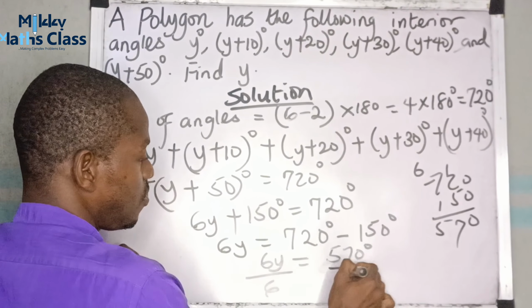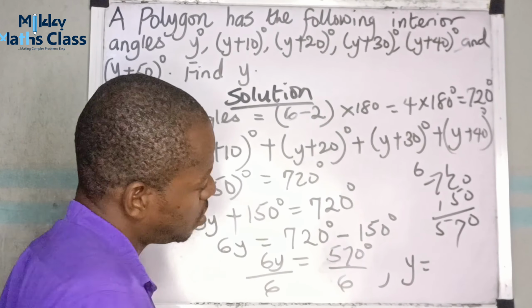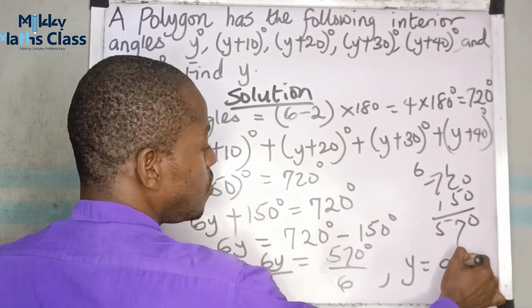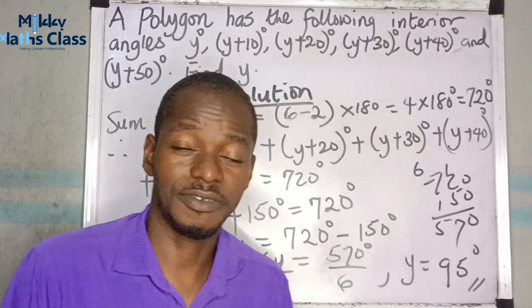Divide both sides by 6. It follows that y equals 95 degrees. So the value of y is 95 degrees.